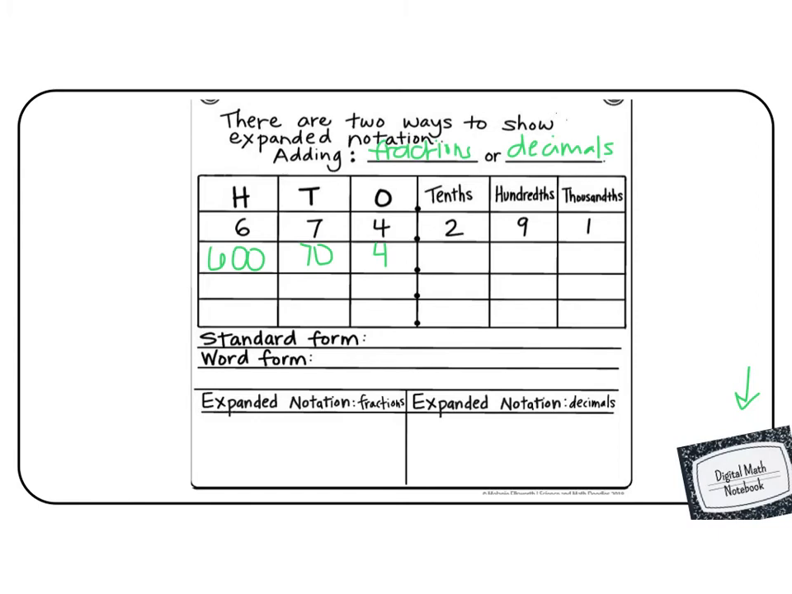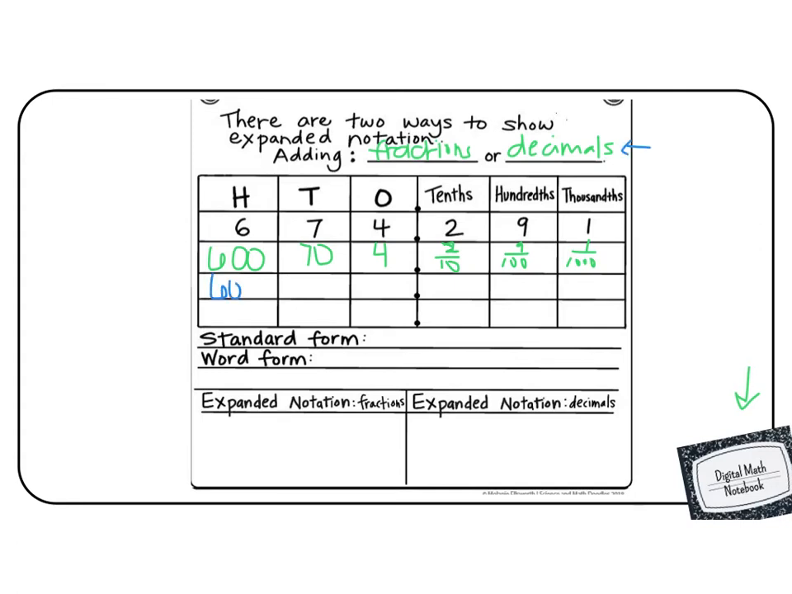Let's do fractions first. So we would write 2 tenths as 2 over 10. We would write 9 hundredths as 9 over 100. And we would write 1 thousandth as 1 over 1,000. We could also write the same number with expanded notation as a decimal.